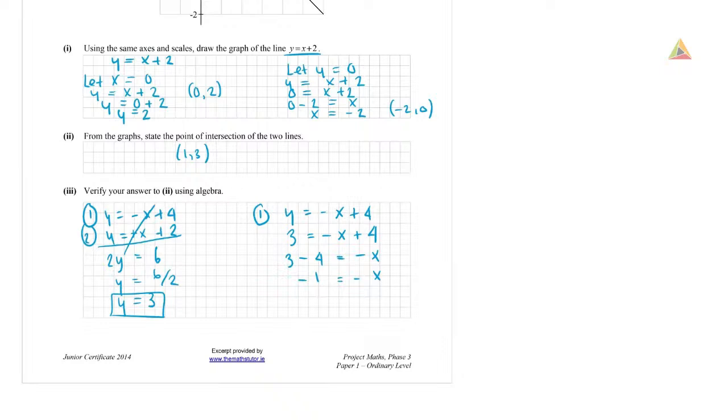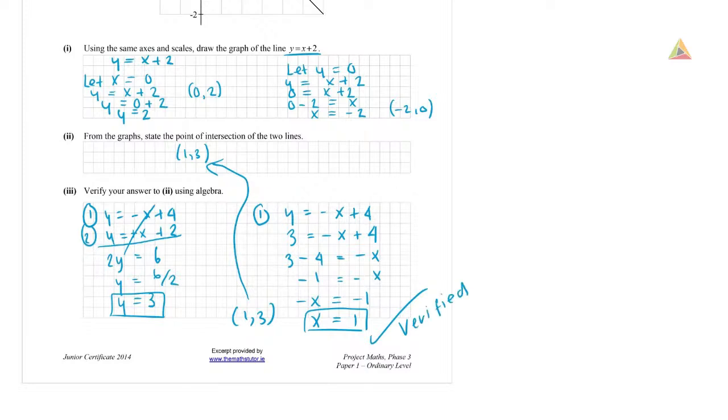So we'll just write this the right way around. Minus x is equal to minus 1. So we want to get what x is. So in order to do that, we should change the sign all the way across. So x is equal to 1. So it's the point 1, 3, which is what we had up here. So that's verified. So that's straightforward enough, and you get a lot of these types of questions. So we'll go on to the next one now.